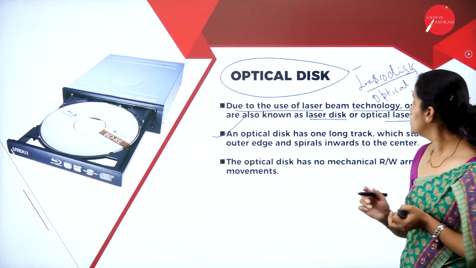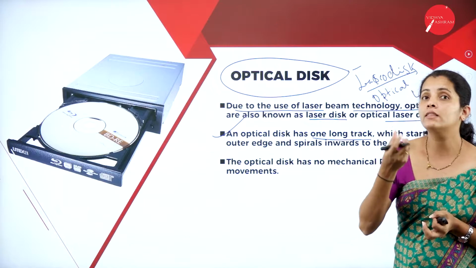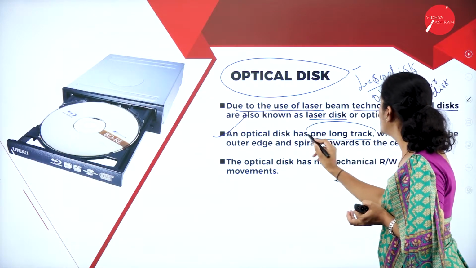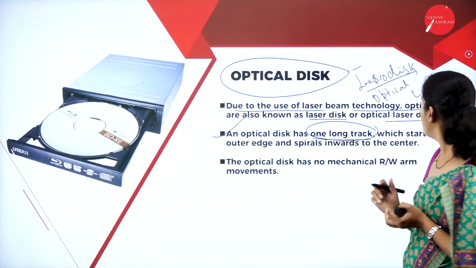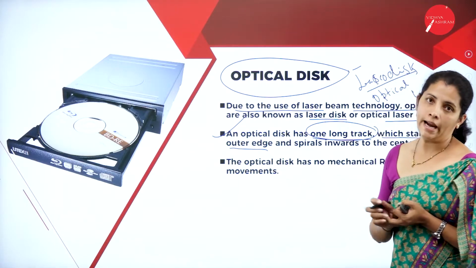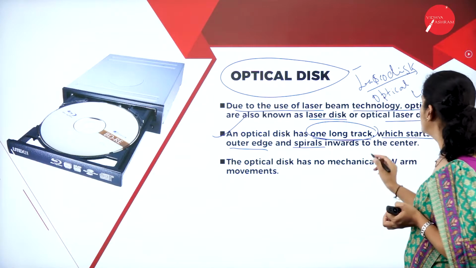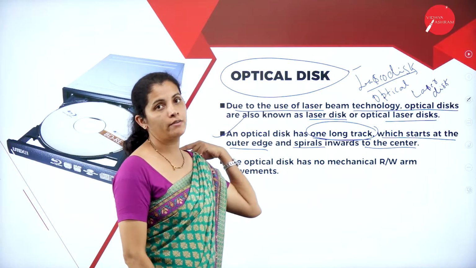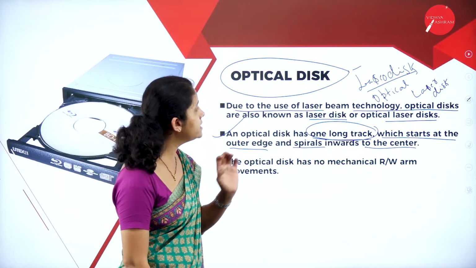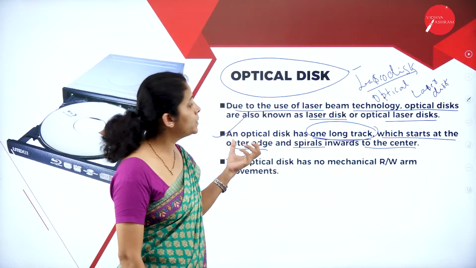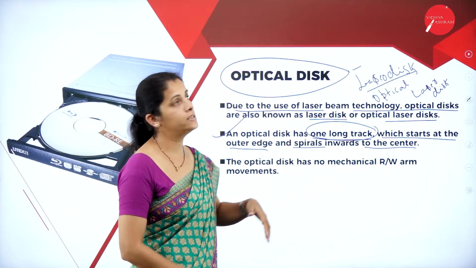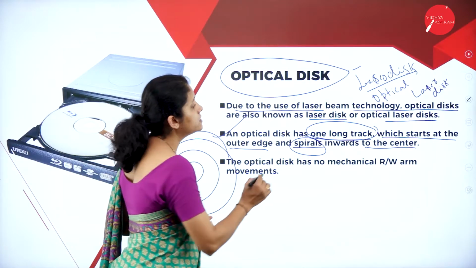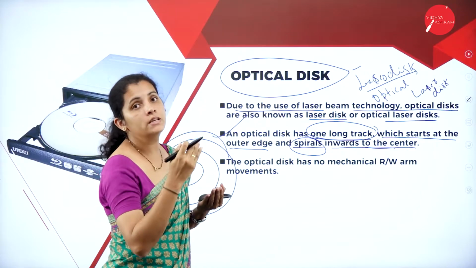An optical disc has no long track. That means whatever volume, that is storage capacity, we are going to have is not divided. That means we are not going to have any long track. Instead of that, we are going to have an outer edge and a spiral inwards to the center. That means whatever storage capacity we have is not divided in the form of tracks as well as sectors. Instead, we have an outer edge along with a spiral towards the center. So how does the spiral look like? It looks like a spiral and it goes inwards to the center. That means it comes inside the center.